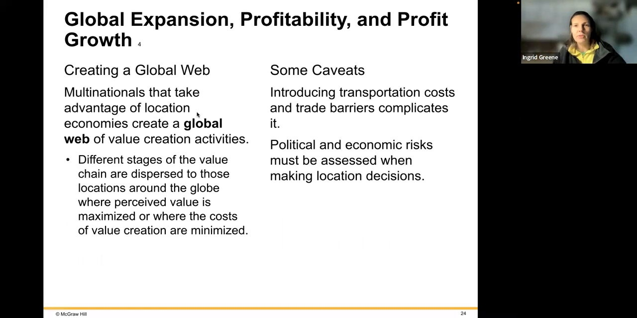Again, we've mentioned this already in this course. So it's not just a straight arrow, one direction or another. It's a web of different organizations, multinationals that take advantage of global economies, create a global web of value creation activities. The different stages of the value chain are dispersed to those locations around the globe where perceived value is maximized or where the costs are minimized, right?